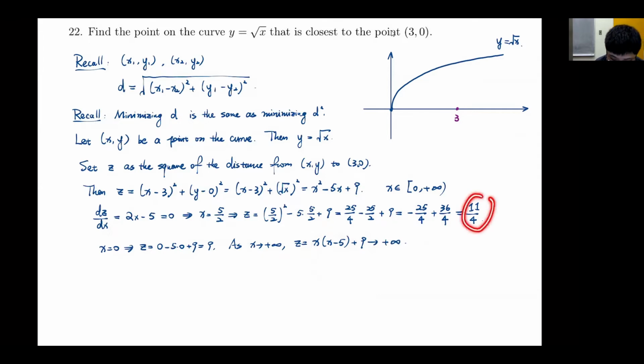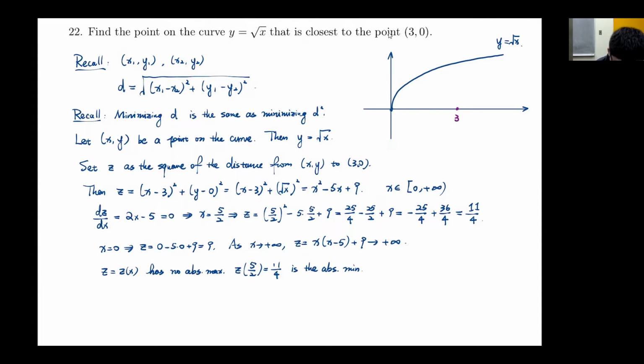All right, so 11 over 4 is smaller than 3, and certainly much smaller than 9, and this will be certainly much smaller than infinity. This way, we see that the function z equals z of x has no absolute max, and z of 5 over 2 equals 11 over 4. So this is the absolute min. Okay, so this is what you can do using the modified closed interval method.